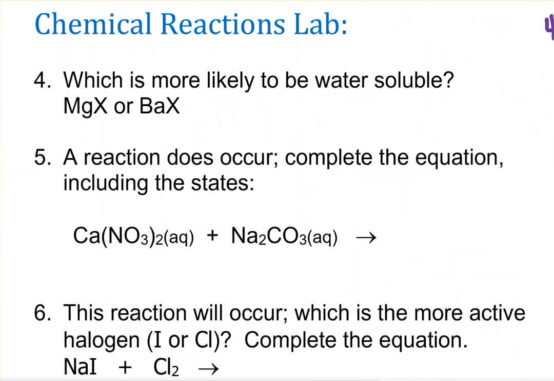So which one is more likely to be water soluble? I'm not telling you what X is, but it is going to be the negative ion. And what I just told you is that as you move down, they're less likely to be water soluble. This would be more likely to be a precipitate. So the magnesium X, whatever it is, is more likely to be water soluble.